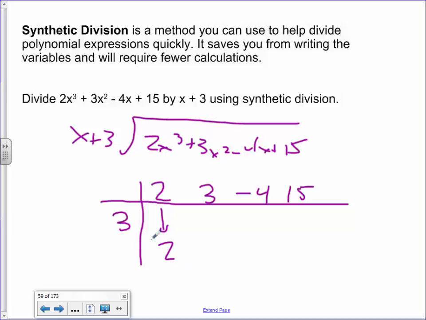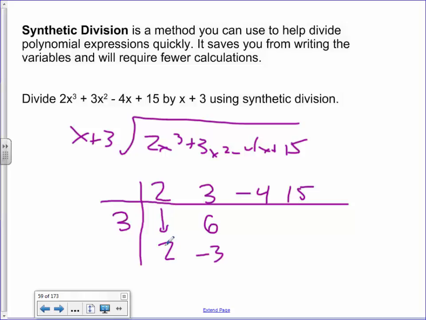Then what you're going to do is go 3 times 2. 3 times 2 would give you 6. You're going to write that 6 right here. Then what you want to do is go 3, subtract 6. That would give you -3. I'll do this a couple times.